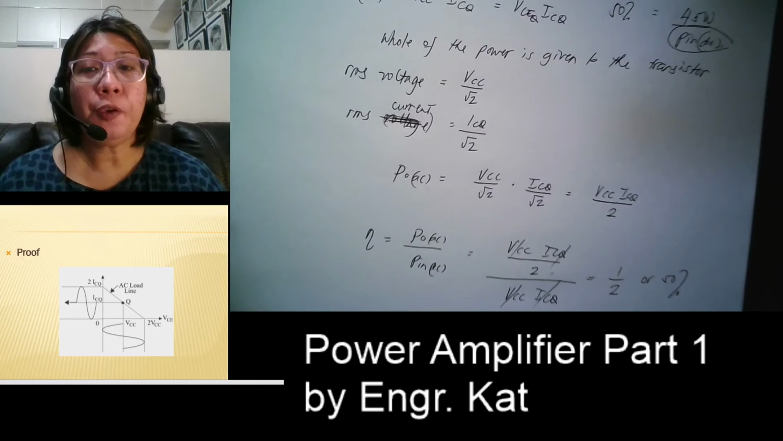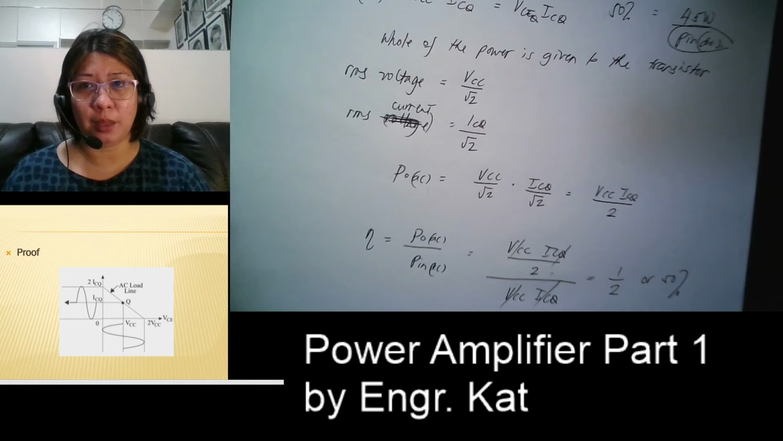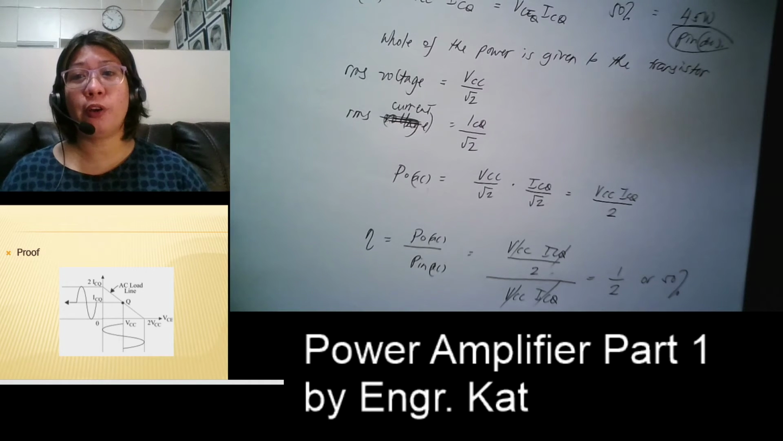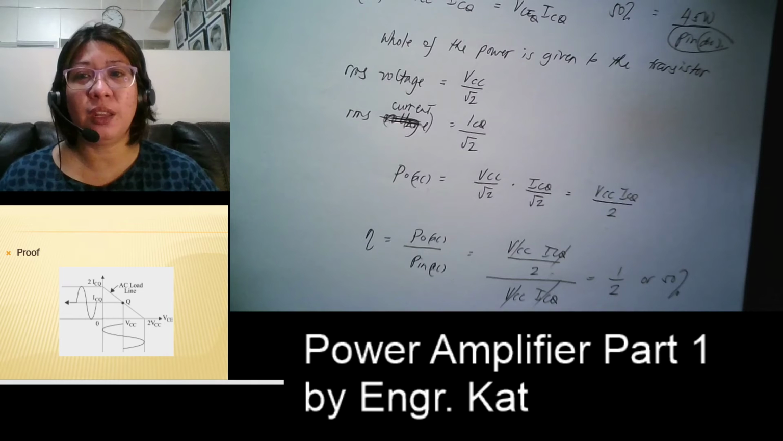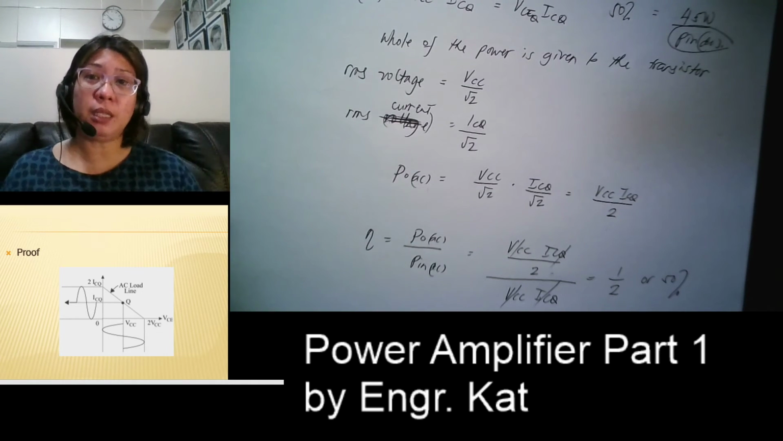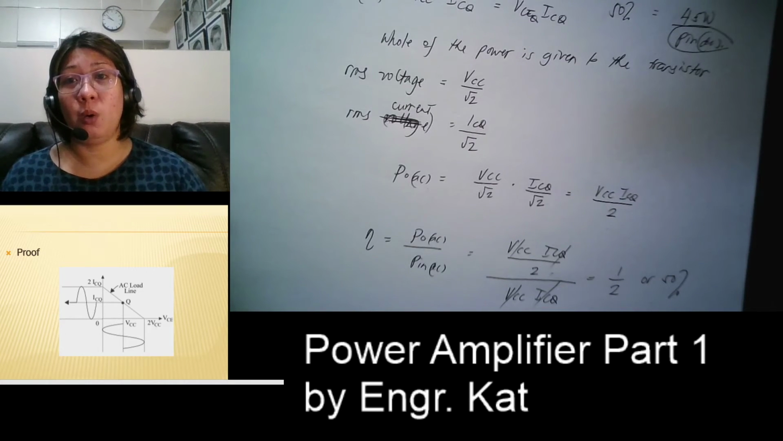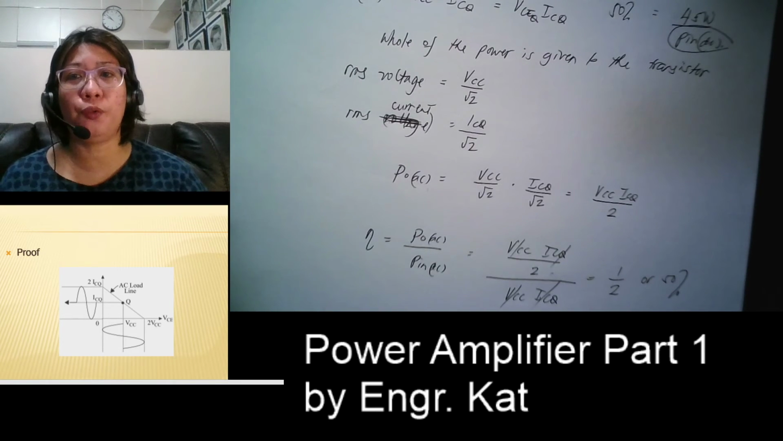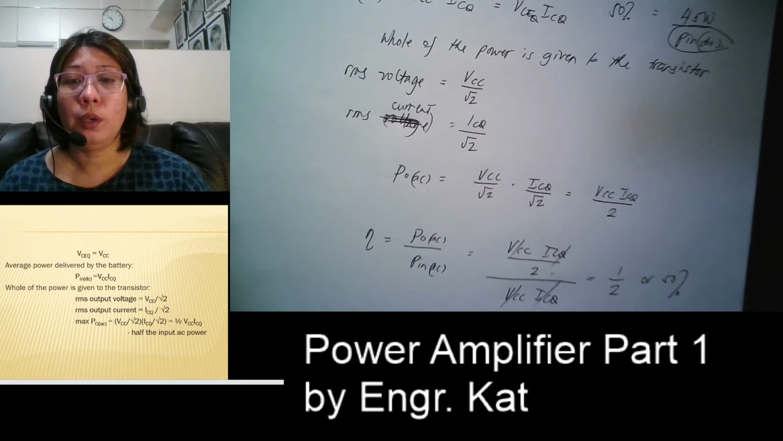So 50% is still low, but it is better than 25%. And again, I'll repeat, this is for maximum or theoretical values only. So in reality, we are expecting values that are always lesser than 50%. So this is possible if you use a class A power amplifier with a transformer. But if we're using the resistive load, our maximum efficiency is still at 25%.